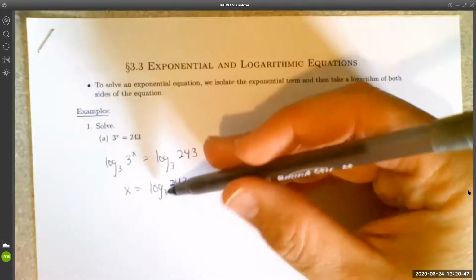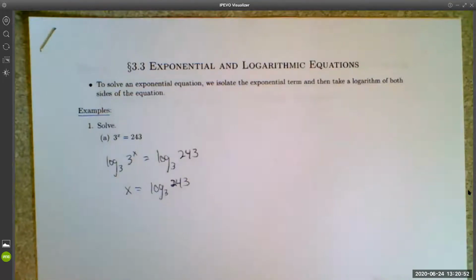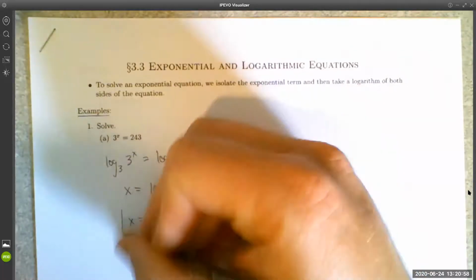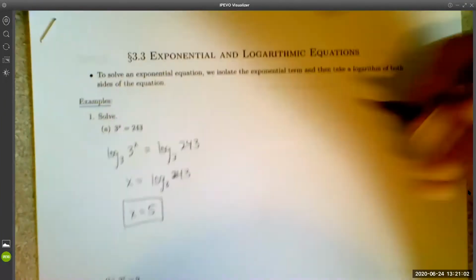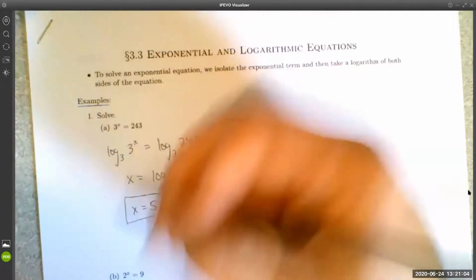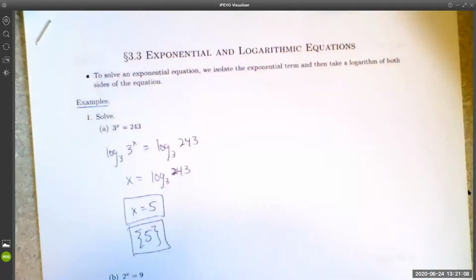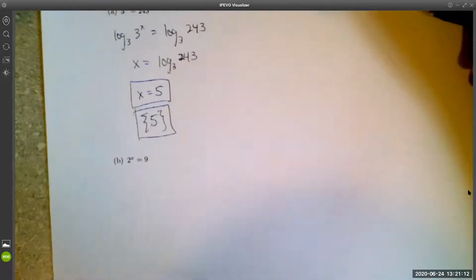Well, we'd ask ourselves, 3 to what power equals 243? I'm pretty sure this is, so what is it, 3 to the 5th maybe? Yeah, 3 to the 5th, so x equals 5, right? Or if you want to give it, when we say solve, we say find the solution set, right? So really our answer should be a set. So there's our answer. Okay, and that's really all there is to it.